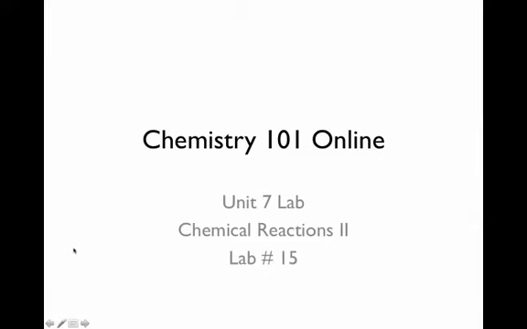Welcome to Chemistry 101 online video introduction to Unit 7's lab. The lab for Unit 7 is Chemical Reactions 2. It's also lab number 15 in your lab manual, although I am providing a separate handout that you should work on and use for your lab.